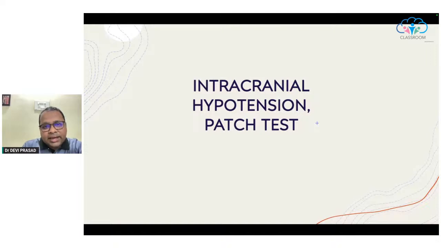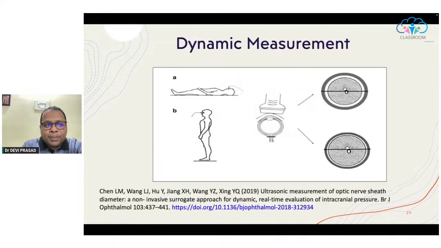Then something called the intracranial hypotension or the patch test. So this is something called a dynamic measurement, in which this is done at 2 time points in 2 different positions, and this has been proven useful in patients affected by spontaneous intracranial hypotension. And the first measurement should be conducted starting with the patient in supine position and then in upright position with the patient standing for 2 minutes.